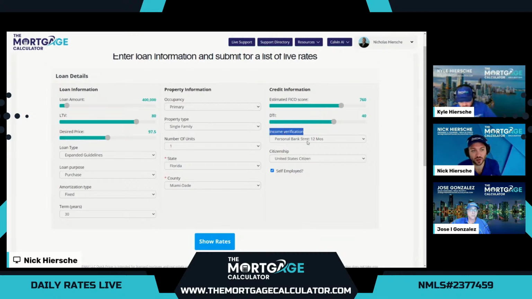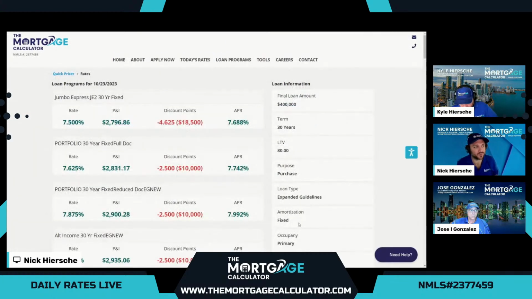No tax returns involved at all, just their last 12 bank statements to determine a debt to income ratio of 40% in this example, using just their cash in the bank, no tax returns involved. So many times our self-employed borrowers qualify for double or triple the income and can therefore get that home they really want. So let's check out the bank statement options this morning.